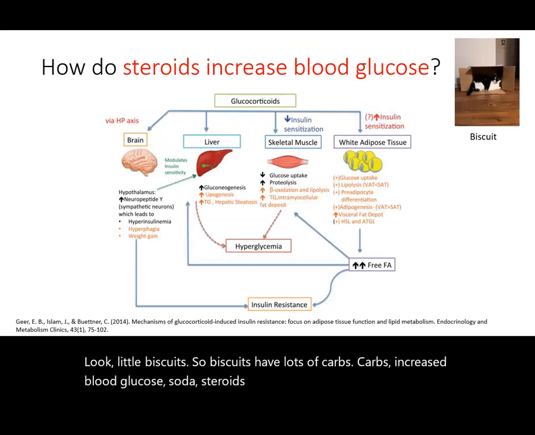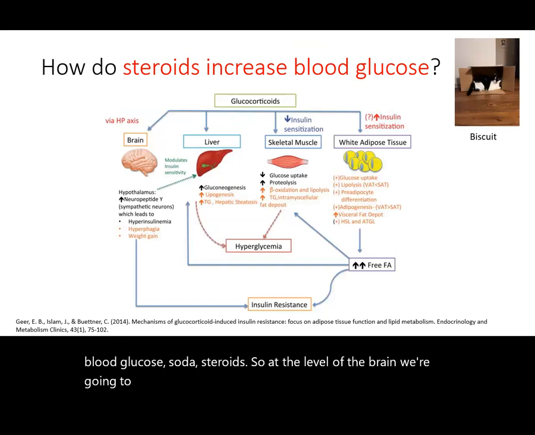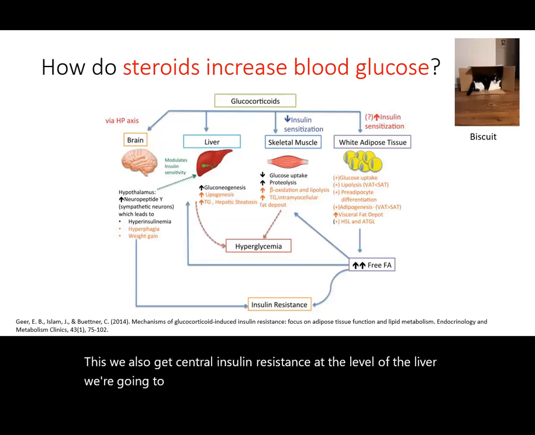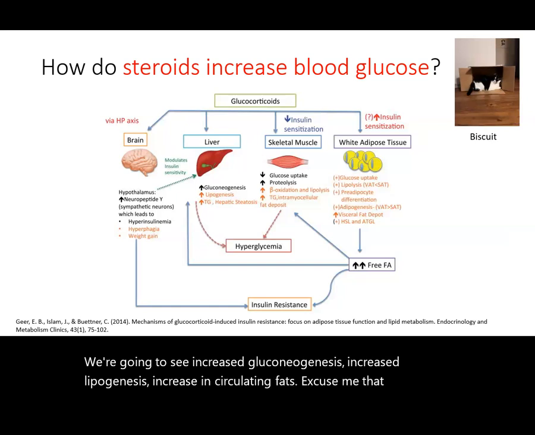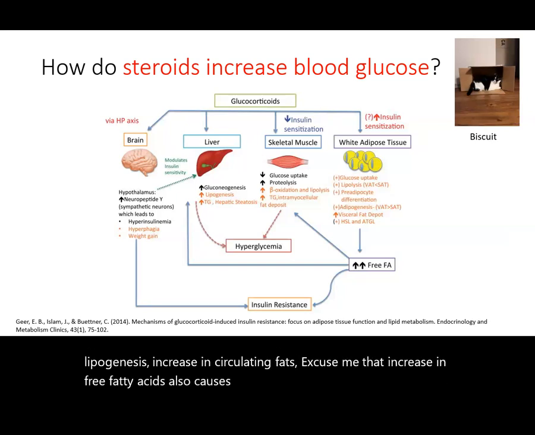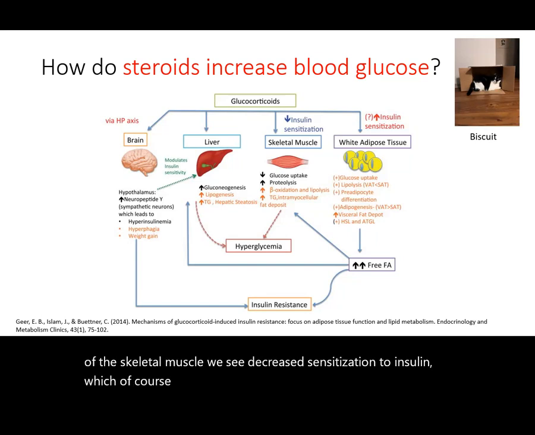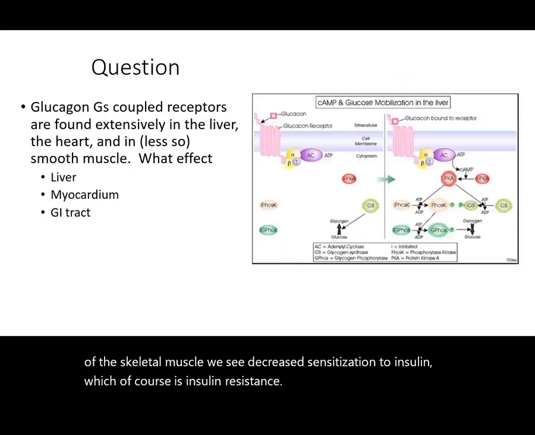So at the level of the brain, we're going to get hyperphagia and weight gain. We also get central insulin resistance. At the level of the liver, we're going to see increased gluconeogenesis, increased lipogenesis, increase in circulating fats. That increase in free fatty acids also causes insulin resistance. And then at the level of the skeletal muscle, we see decreased sensitization to insulin, which of course is insulin resistance. So here's another question.